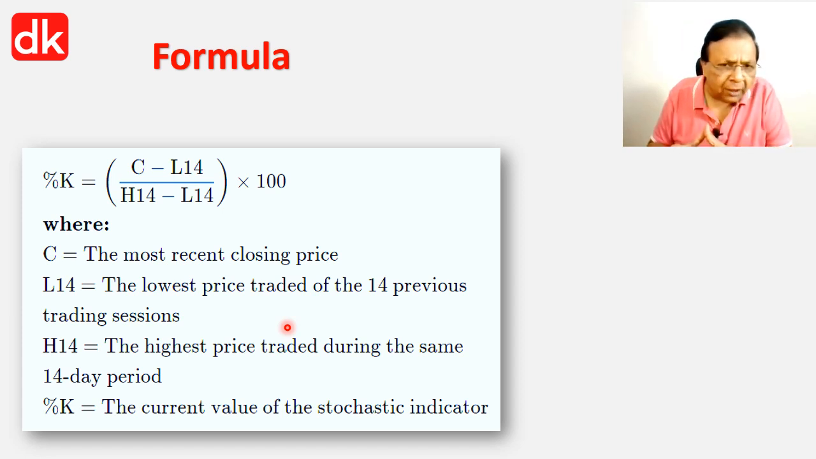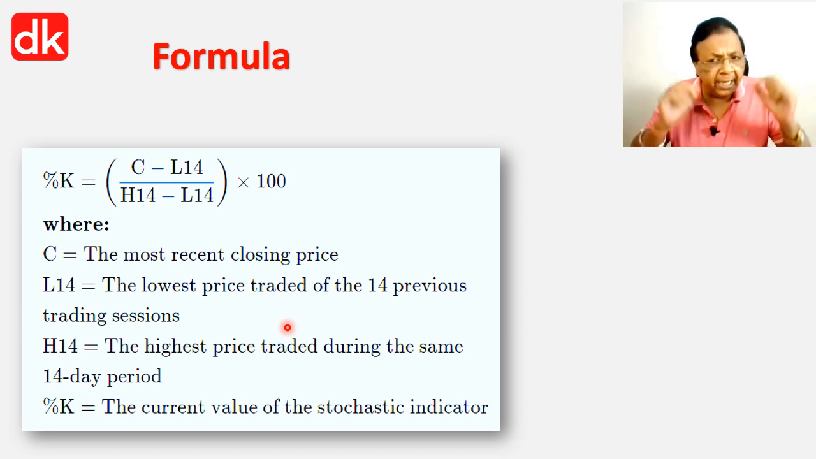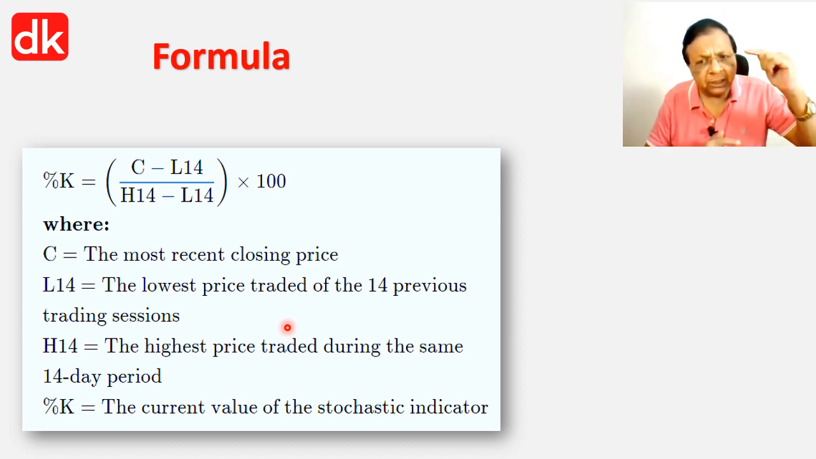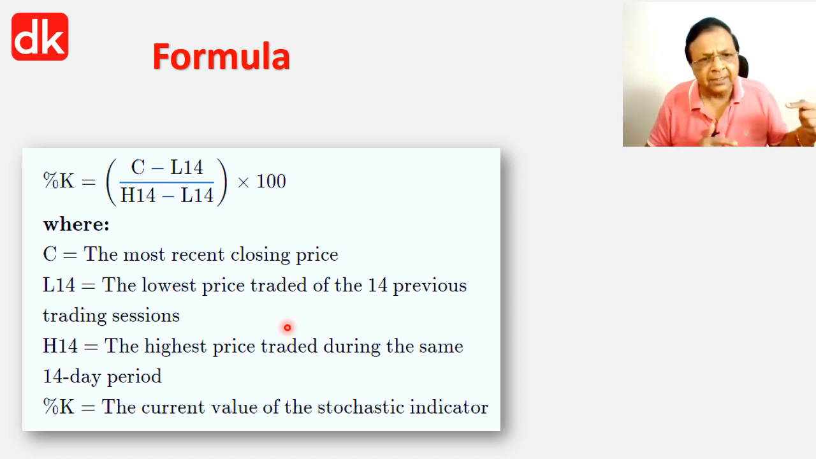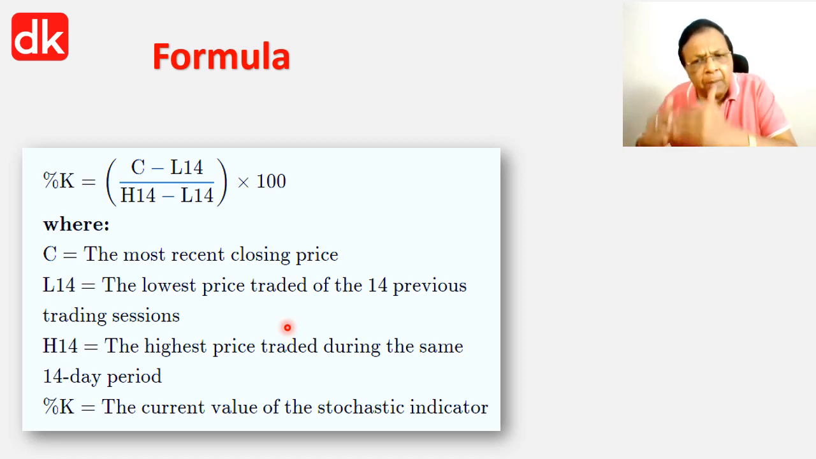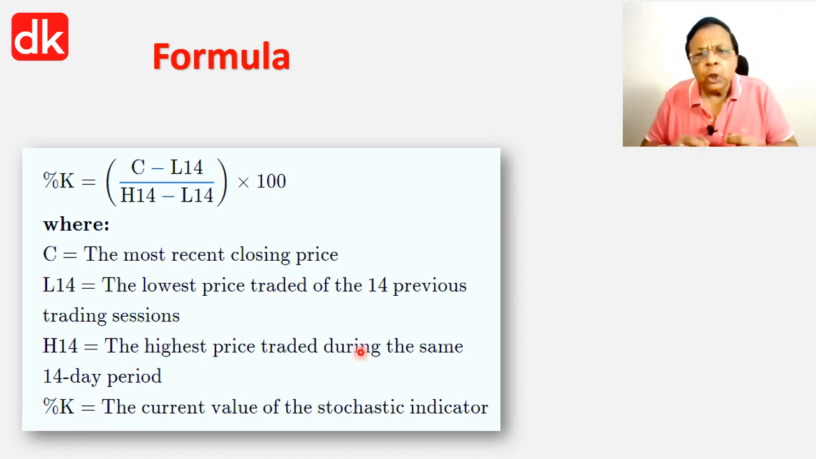And H14 is what? The highest traded price during the same period of 14 days, which means it is calculating the highest price that has traded in the last 14 days and the lowest price which has traded in the last 14 days. And hence this formula is calculating nothing but the complete highest to the lowest and comparing it with the current market price. And this is how the percentage K is calculated, which is nothing but the current value of the stochastic indicator.